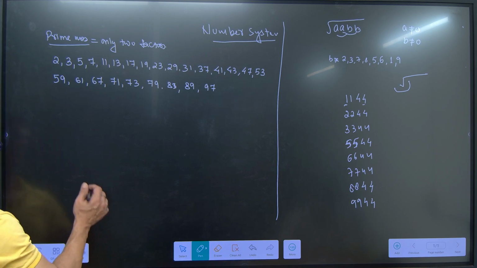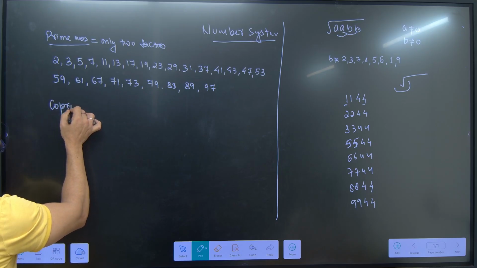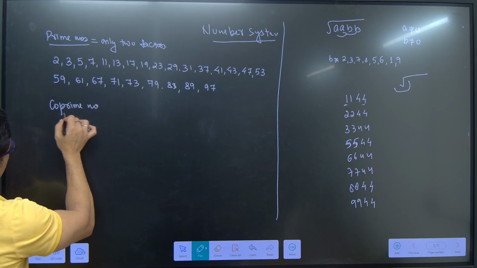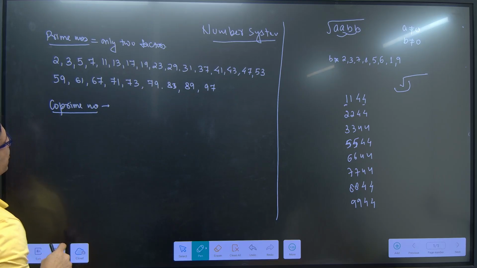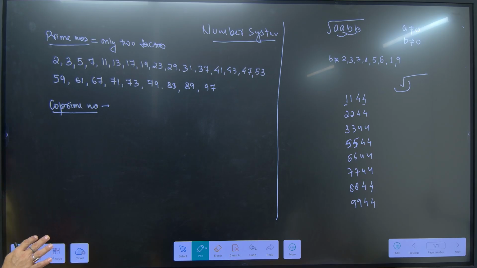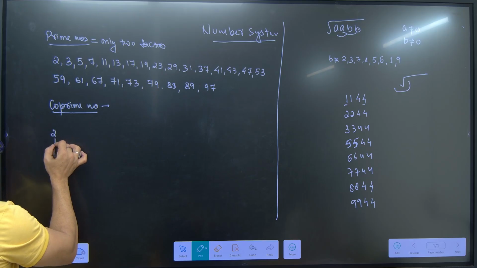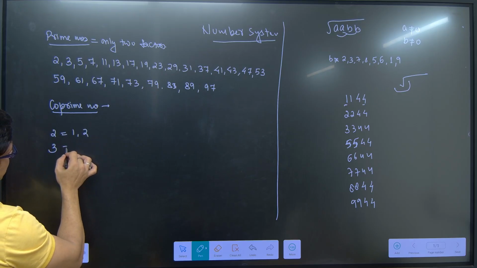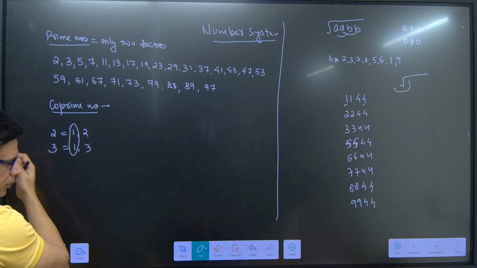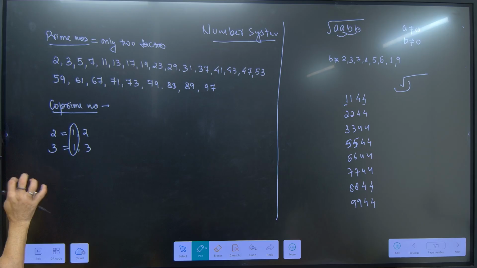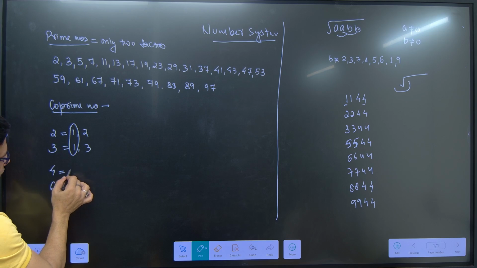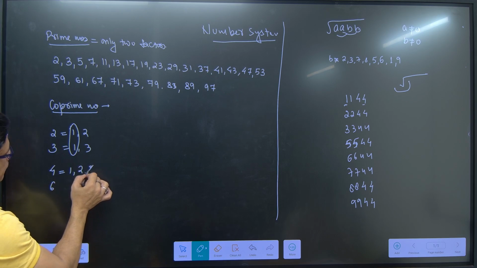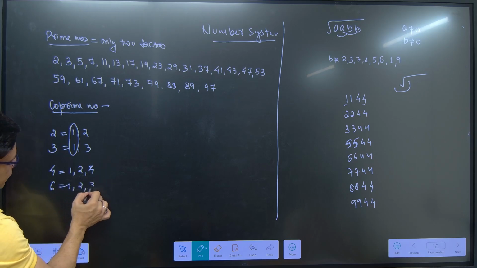And do you know the meaning of coprime also? Coprime, also called relative prime. That means they are prime with each other. That means there is no common factor except 1 between them. Example, 2 and 3. 2 has factors 1 and 2. 3 has 1 and 3. What is the highest common factor between them? 1. So they are coprime. Take 4 and 6. Factors of 4 are 1, 2, 4. Factors of 6 are 1, 2, 3 and 6, right?